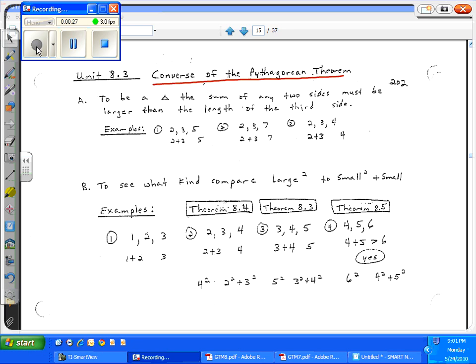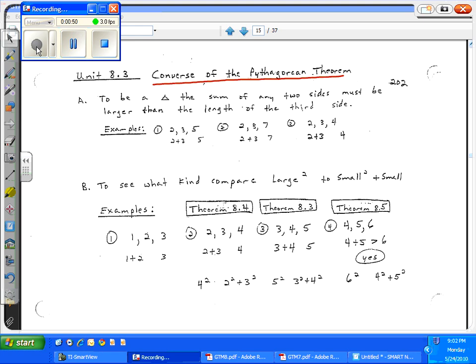So we can tell whether something's a right triangle or not just by seeing if the longer side squared is equal to the sum of the squares of the smaller two sides. And then we're going to talk about, if it's not a right triangle, then what is it? Well, it's either got to be an acute triangle or an obtuse triangle. And we'll talk about that in just a second.